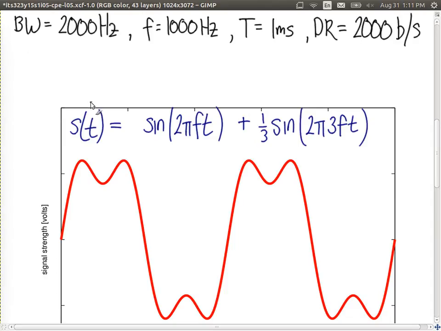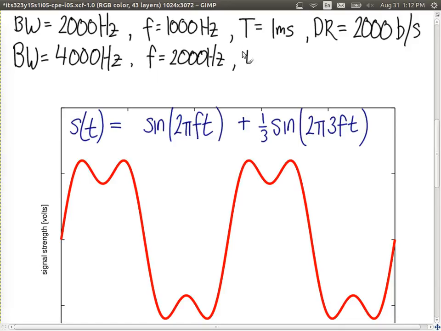Let's try the same shape signal, but with a different bandwidth. Let's say double the bandwidth. 4,000 hertz. Same signal equation, what should the frequency be? It goes from F to 3F, a bandwidth of 2F. But we said the bandwidth will be 4,000. 4,000 equals 2F, F equals 2,000 hertz. Okay, so we'd achieve a frequency of 2,000 hertz. Period is 1 divided by the frequency, half a millisecond.